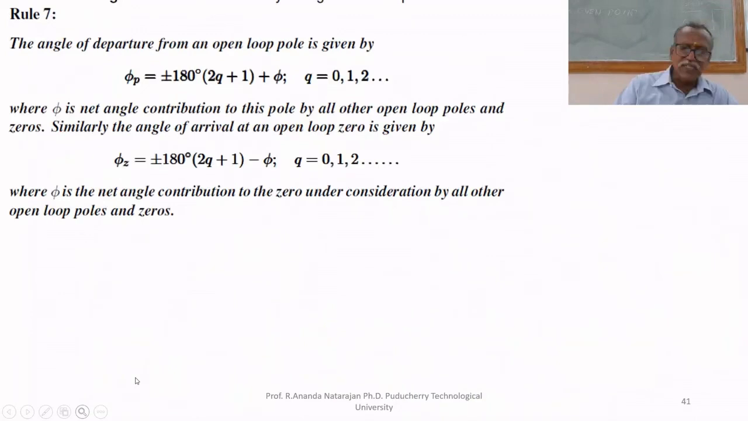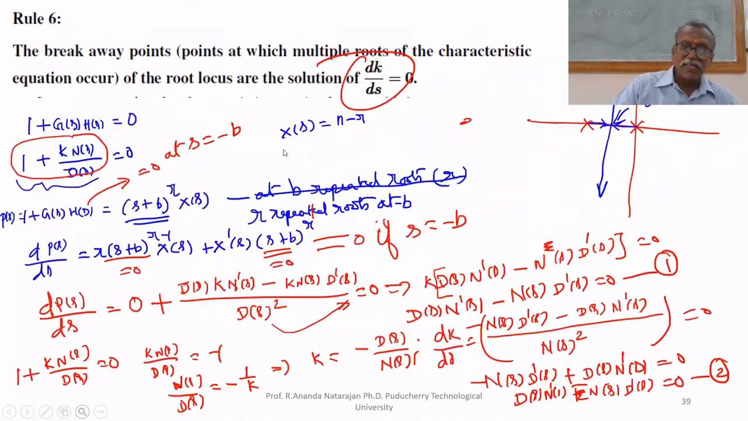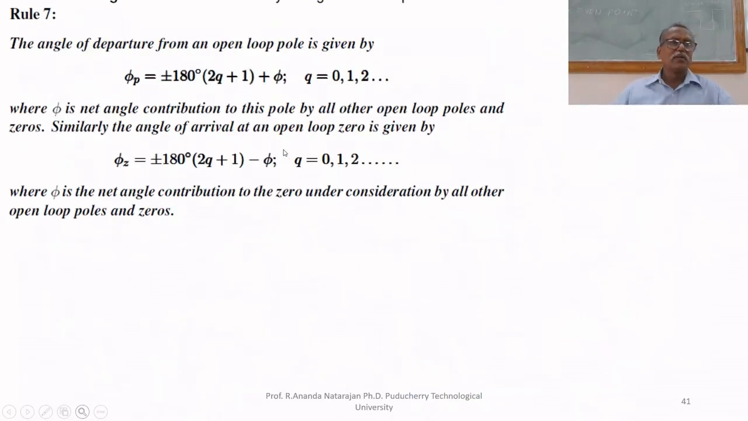Already we have seen the angle of departure. Here it is required: at what angle it is coming out of 2j and out of minus 2j, we have to find. That can be found by rule 7, angle of departure. The coming out of a pole is called departure. If it reaches a zero, then it is called arrival, angle of arrival. Sometimes angle of arrival is also required.